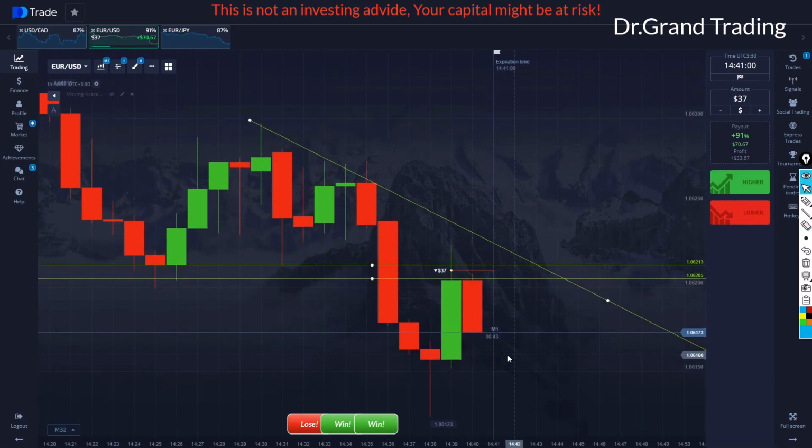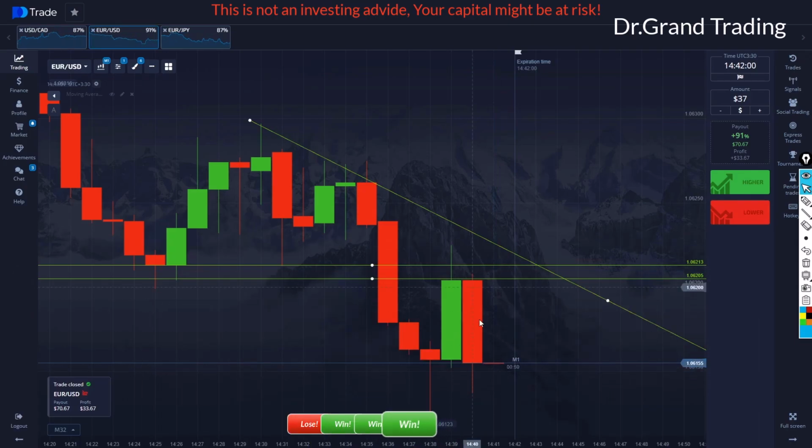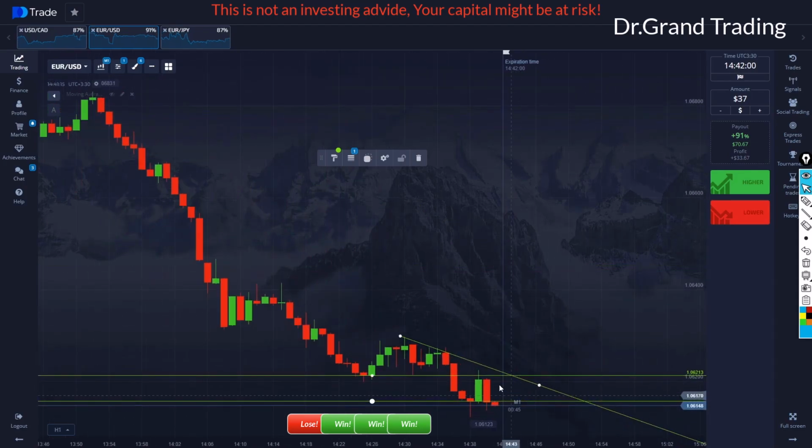Okay, this is a win, and we have a large candle which comes back to this previous level, and there's a high probability of having a green candle, but I'm not gonna go against the trend, so I will wait for the next candle.